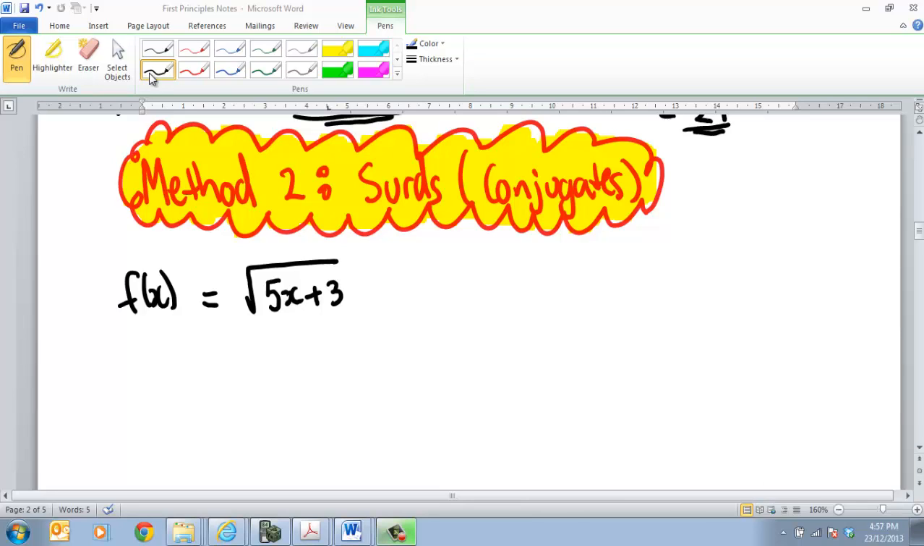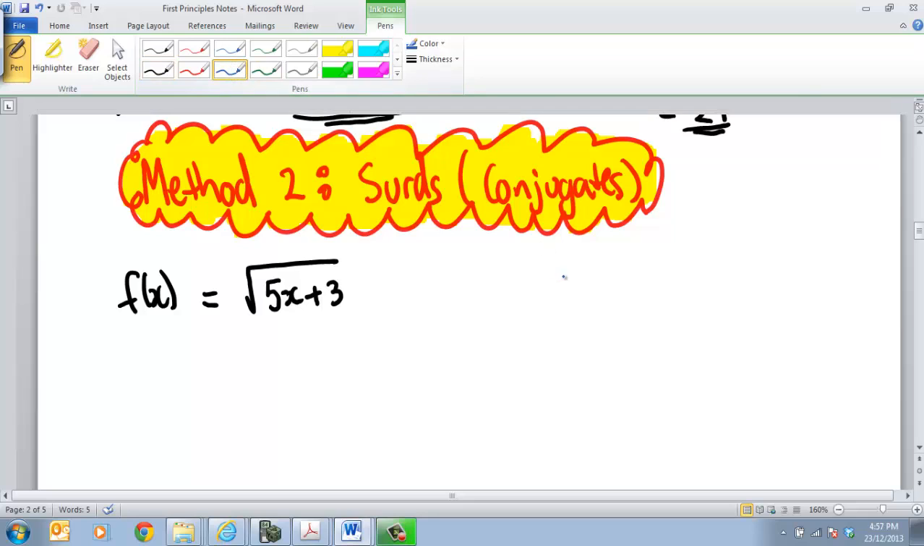We're going to look at the second example, the second method for doing first principles, and that's one where you have a surd. And what we do here is we use the idea of the conjugate. Okay, so the conjugate is pretty simple, and I'll just do a little bit of theory over here first up.